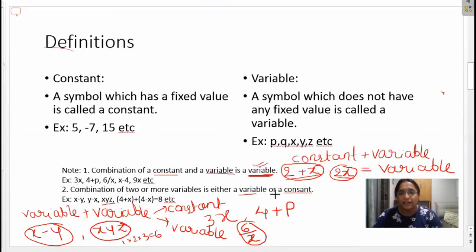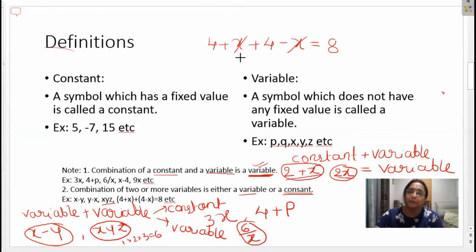So one more is there, it may be constant also. Here one example is taken. I'll write here 4 plus x plus 4 minus x. Here 4 plus x plus 4 minus x is equal to 8. So here x plus x minus x gets cancelled, we'll get 8. But 4 plus x is a variable, 4 minus x is also a variable. If we add both, you will get 8, which is a constant.